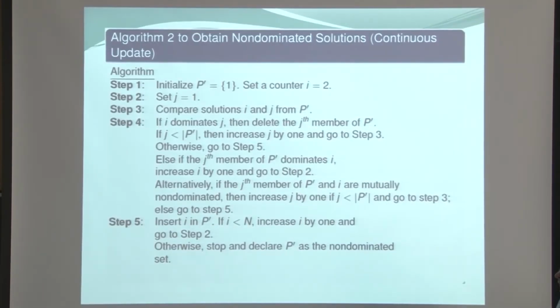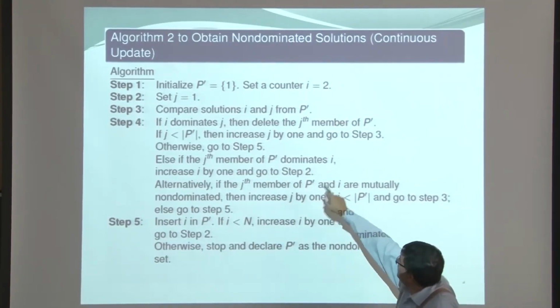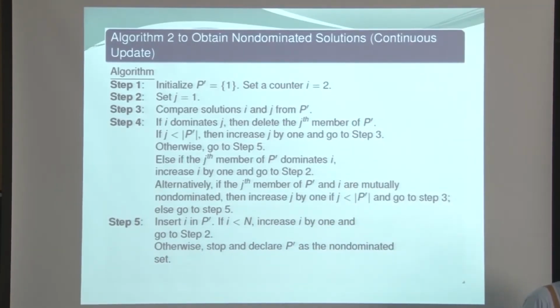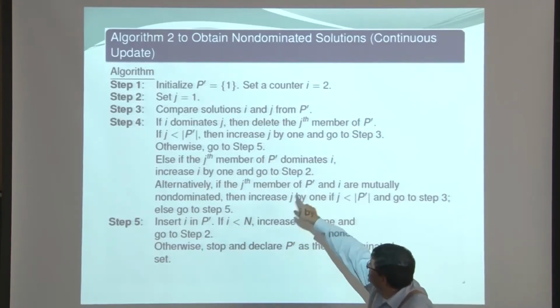So what we have to check is the other direction. If the J member of P prime dominates I, then increase I by 1 and go to step 2. So we have to do that step. So we check now if solution 1 dominates solution I, which is solution 2. If 1 dominates 2. So is that the case? Solution 1 dominates solution 2? No. So if that happens, we will have to increase I by 1.